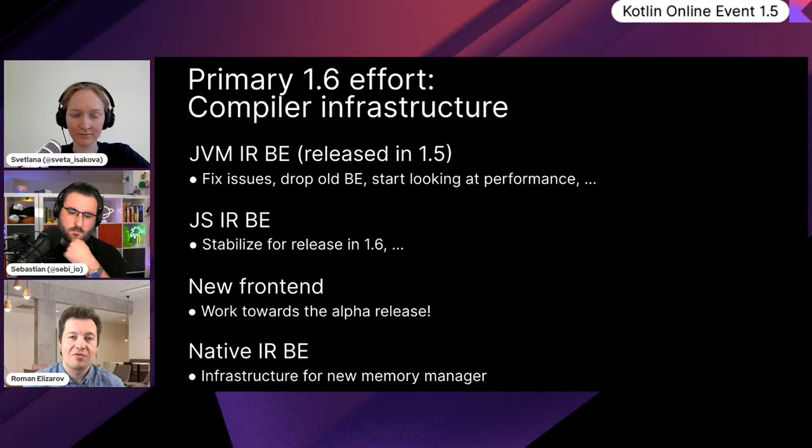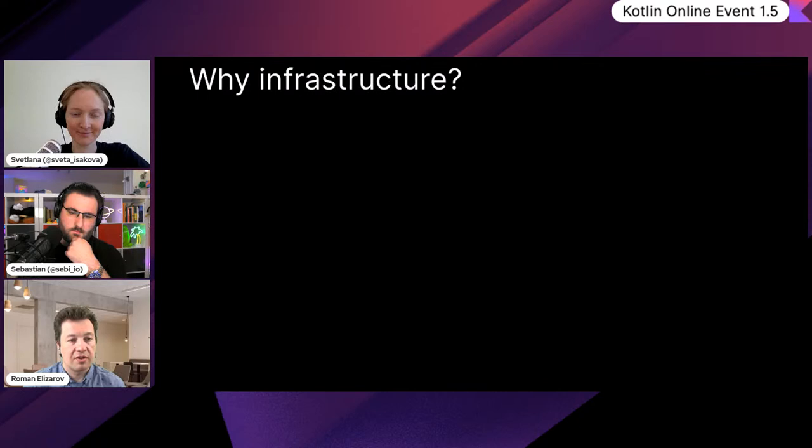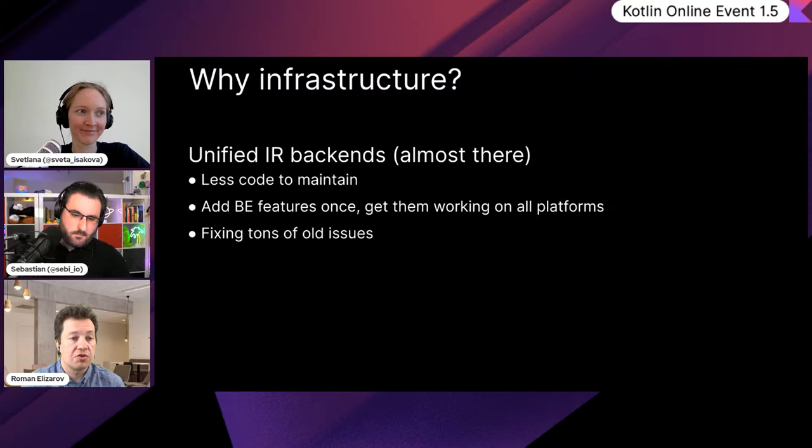That's always like a big theme in what we do. So infrastructure is a big thing. But why infrastructure, right? That's a good question. You see, the reason is, first, we want to have unified backends, and we're almost there. The last holdout is the JavaScript backend. We work hard to close it.